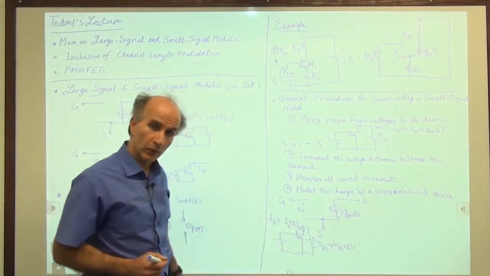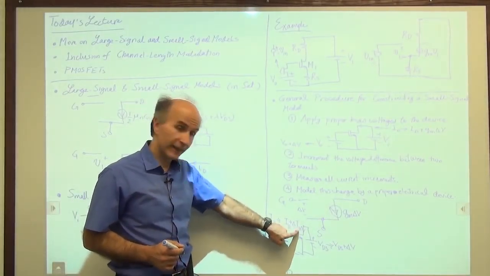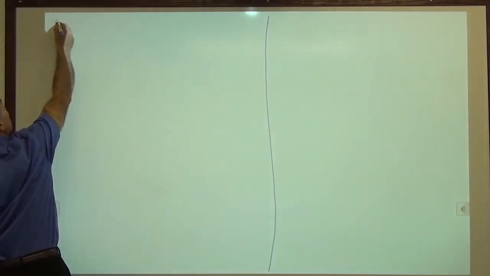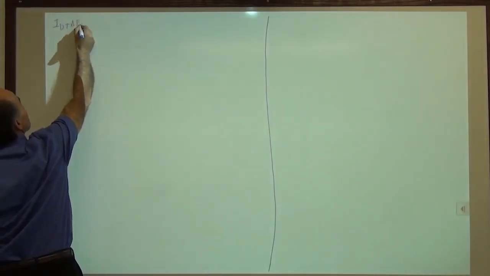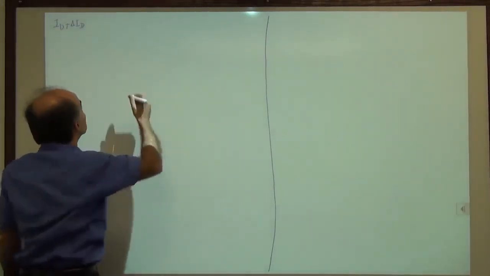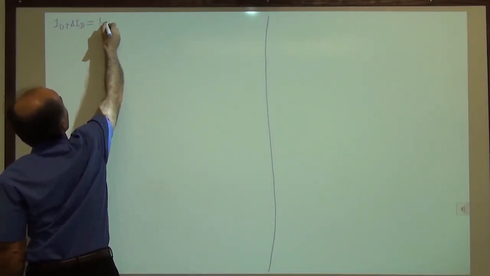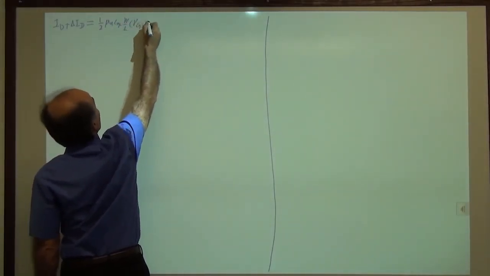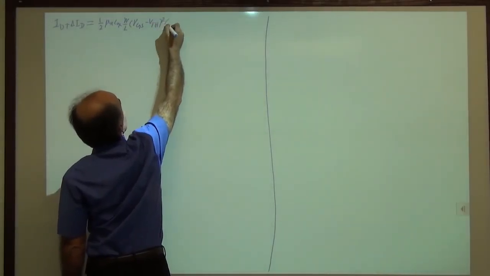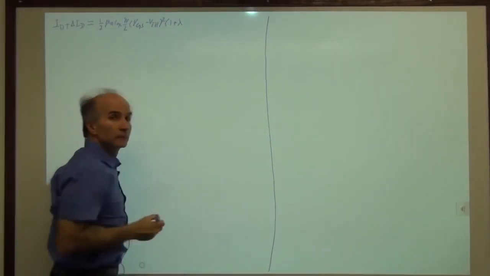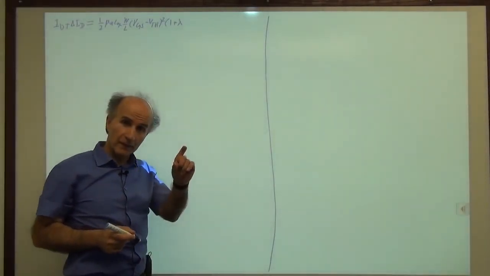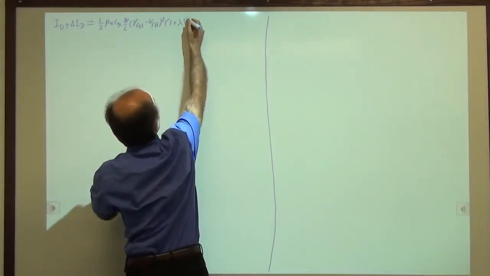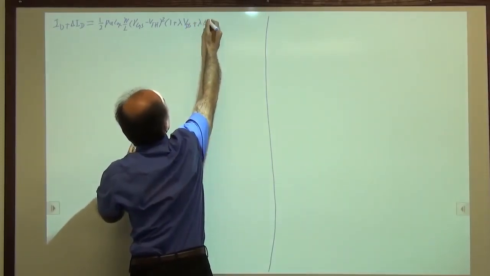Just remember this picture. I will go to a new page, and I will try to derive delta ID in terms of delta V. All right, so we write ID plus delta ID, the new current, is equal to 1/2 of mu n C ox W over L (VGS minus VTH) squared times (1 plus lambda VDS). So we used to have only VDS. Now we went from VDS to VDS plus delta V. So this now has VDS plus delta V in it.